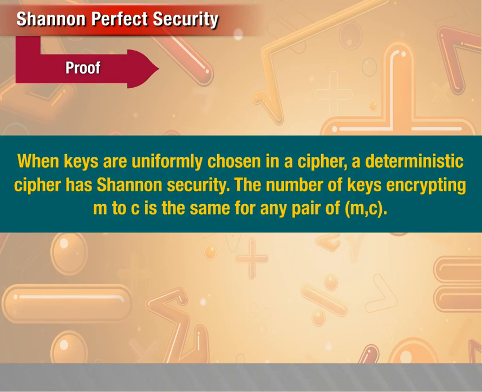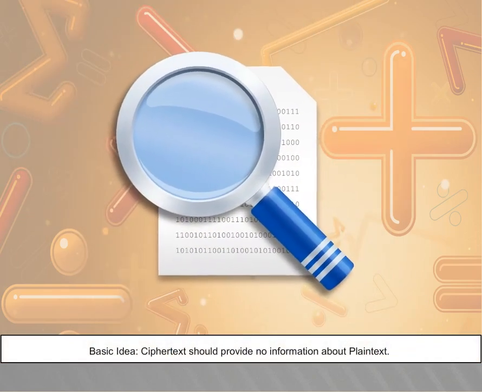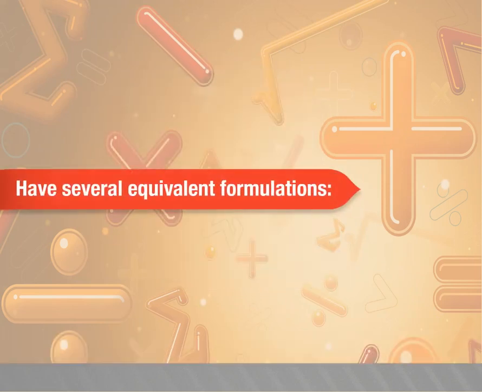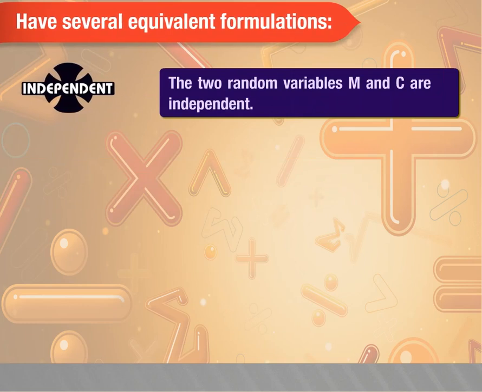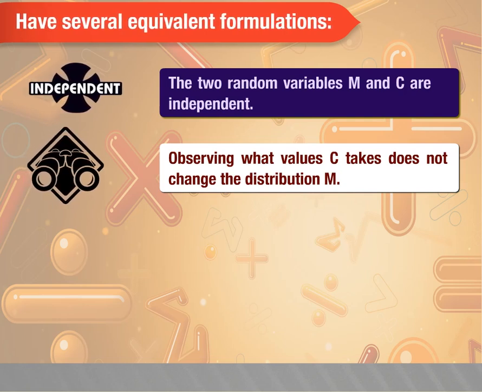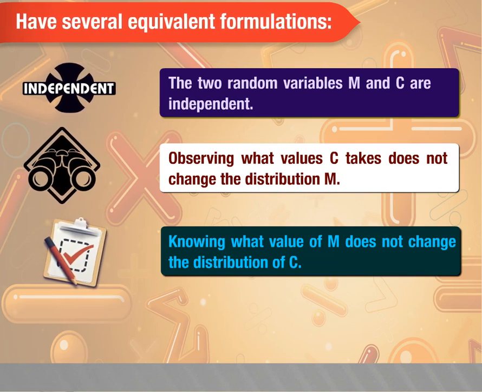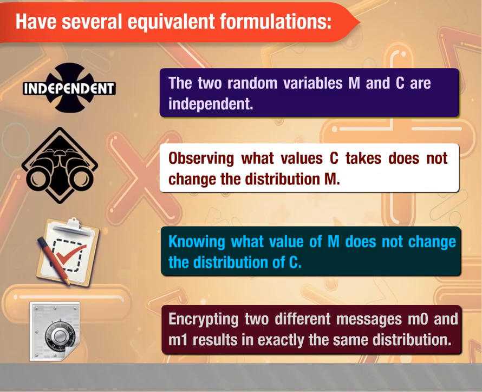When keys are uniformly chosen in a cipher, a deterministic cipher has Shannon security. The number of keys encrypting M to C is the same for any pair M, C. Basic idea: ciphertext should provide no information about plaintext. There are several equivalent formulations. The two random variables M and C are independent. Observing what value C takes does not change the distribution of M. Knowing what value M takes does not change the distribution of C. Encrypting two different messages M0 and M1 results in exactly the same distribution.